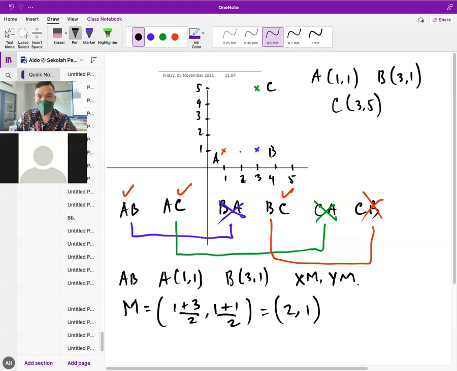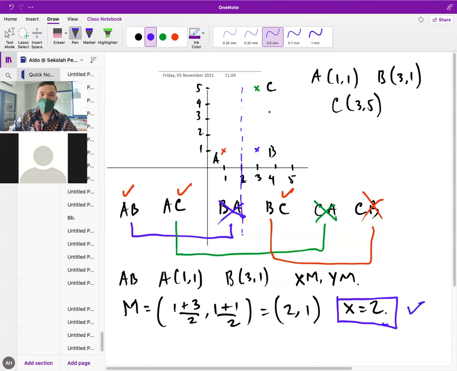Basically, we already know if we have this kind of question, we don't need to calculate the equation of the line. Like I said, it is clear that the perpendicular bisector is at x is equal to 2. So here x is equal to 2. Okay, so we already get the first.